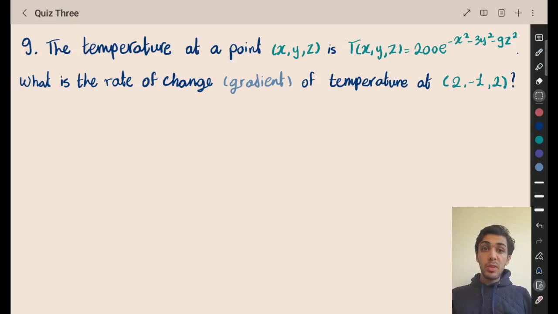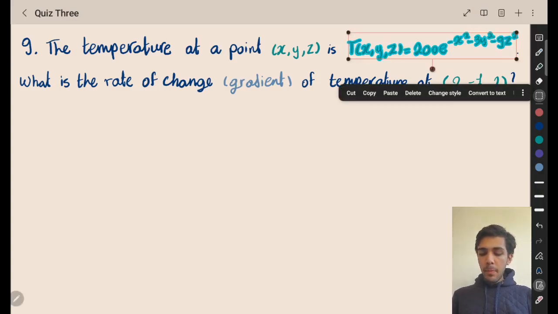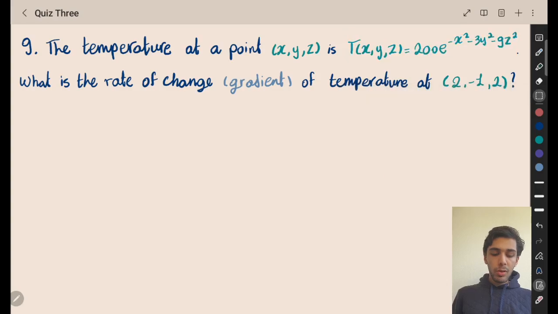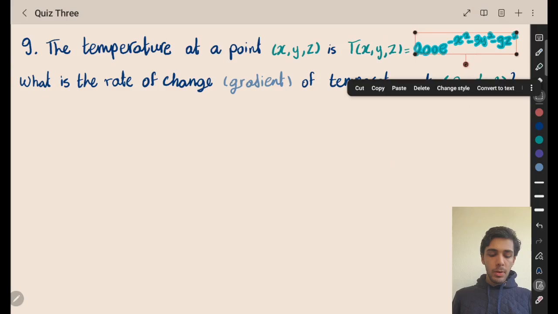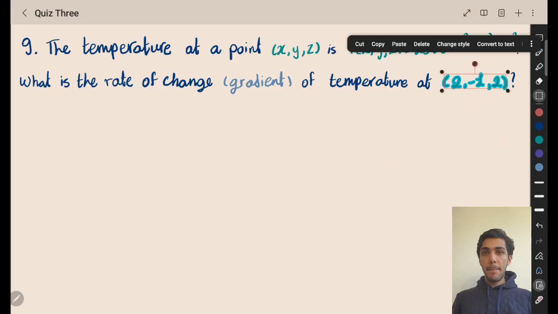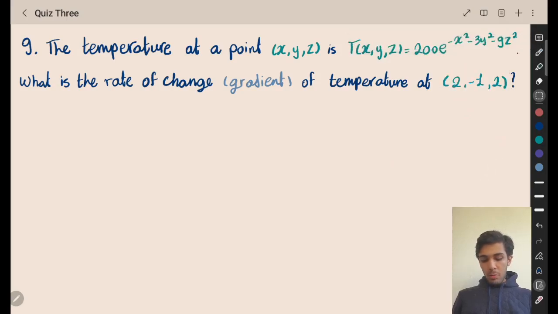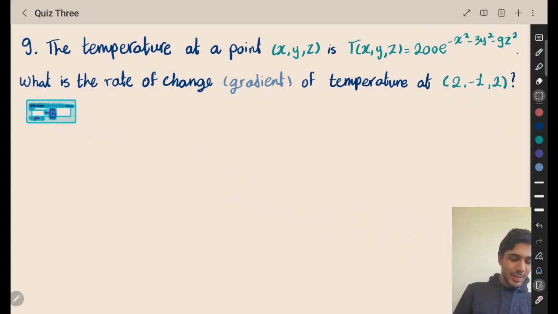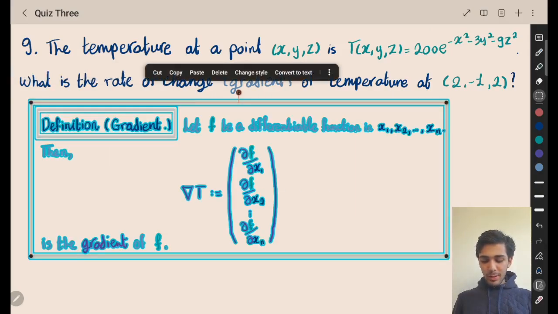We are in three-dimensional space, and the temperature at a point with coordinates x, y, and z is given as follows. How can we find the rate of change or the gradient at this very specific point? Well, we need to know what the gradient first is, right? And this is what the gradient is.